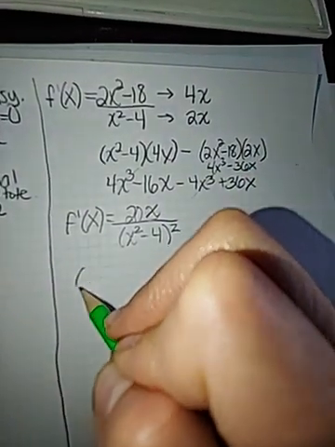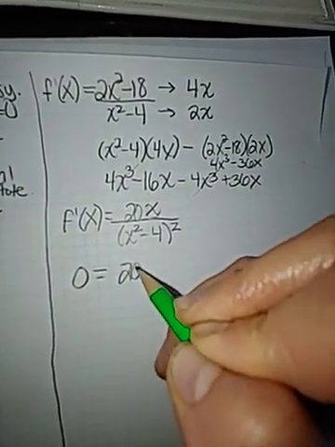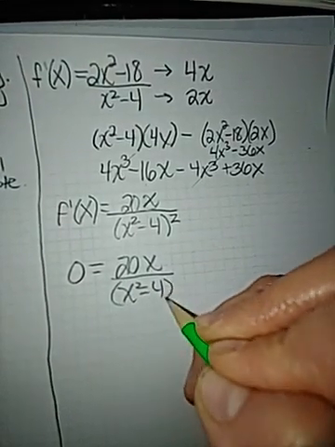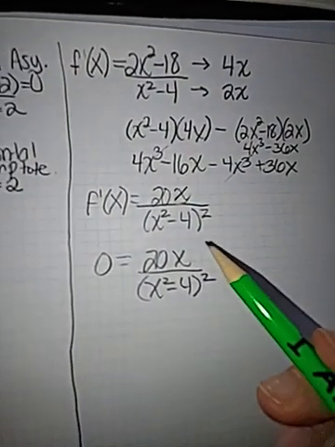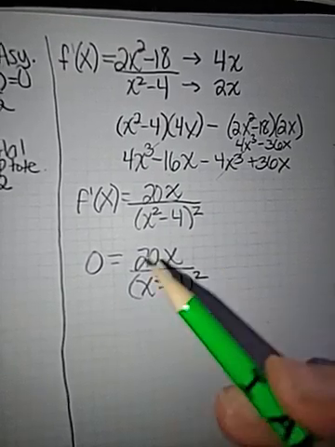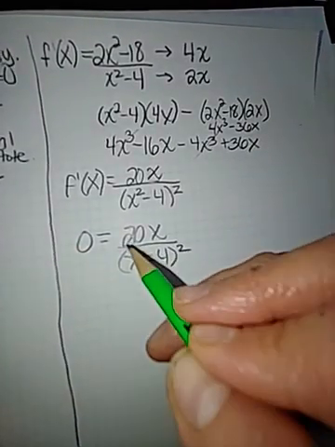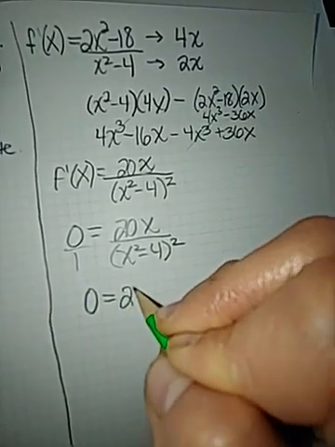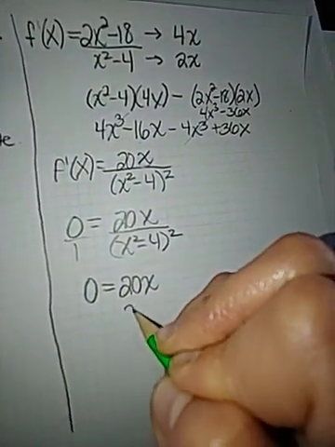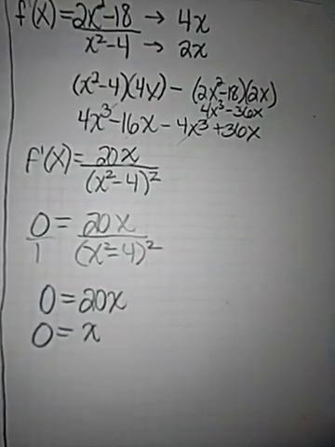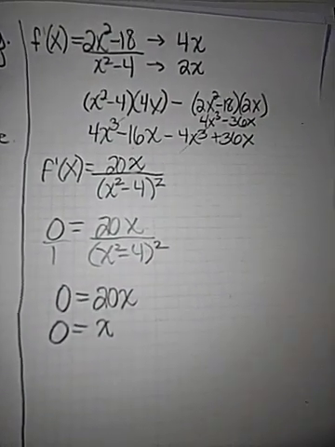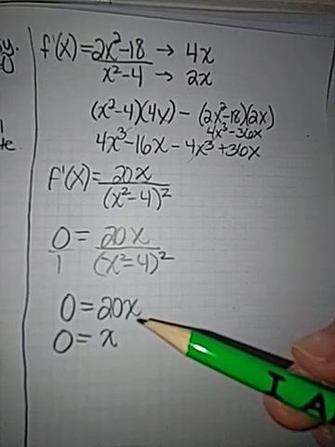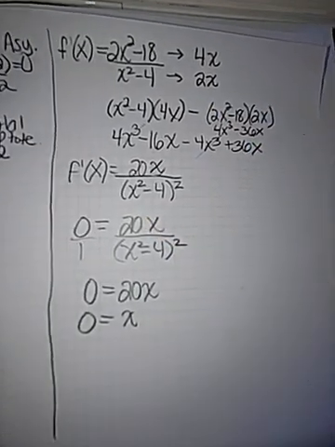The first derivative allows me to find my critical values. So I'm going to set my first derivative equal to 0. Similarly, if I multiply by x squared minus 4 on both sides, it's going to cancel this off, or I can put this over 1 and cross multiply. I get 0 equals 20x, so x equals 0. Now I can use these numbers on my interval to see what's going on with my graph.